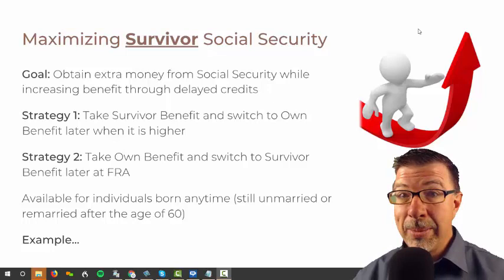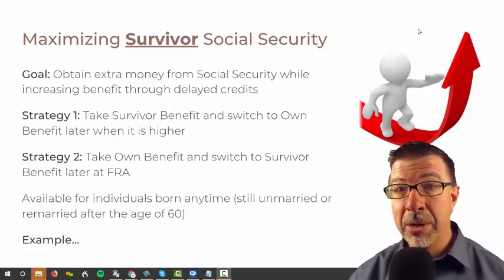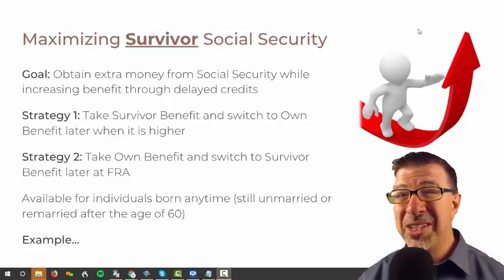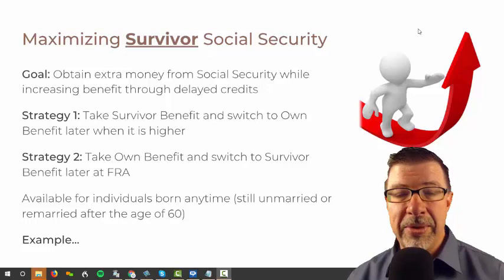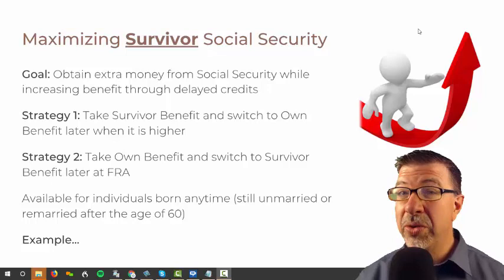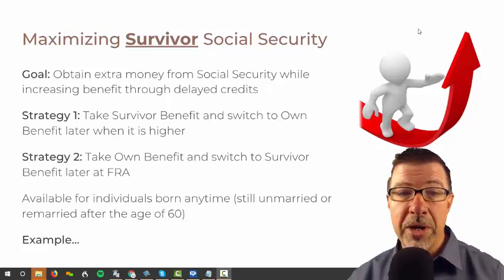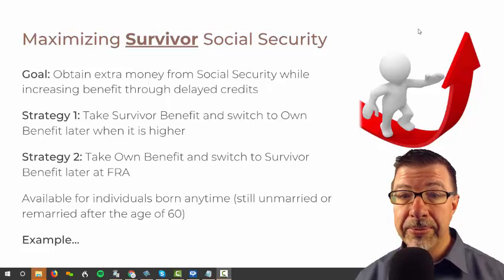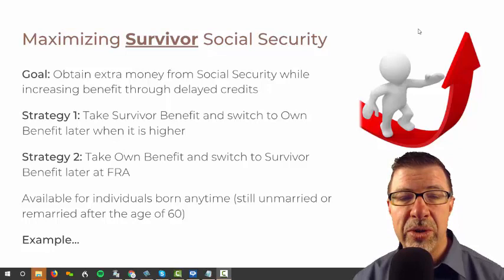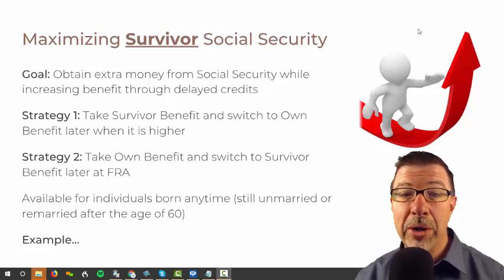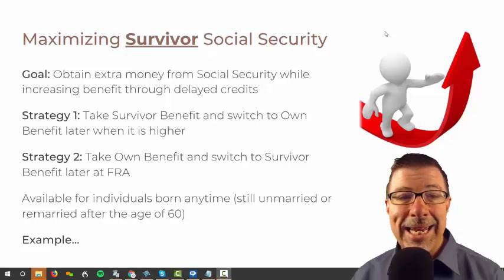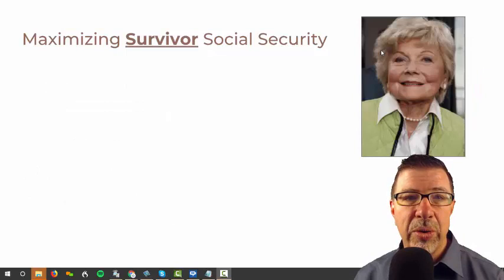Keep in mind, when I delay my own, it's going to grow by 8% plus cost of living increases after full retirement age. Strategy 2 is the survivor benefit may be higher than your own. And in that case, to get 100% of the survivor benefit, we would have to wait until our full retirement age. So you could take your own benefit early, before full retirement age, and then switch to the survivor benefit once you've reached full retirement age. At that point, you'll get 100% of the survivor benefit. And once again, this can be done at any time. It's not based upon the year that you were born.